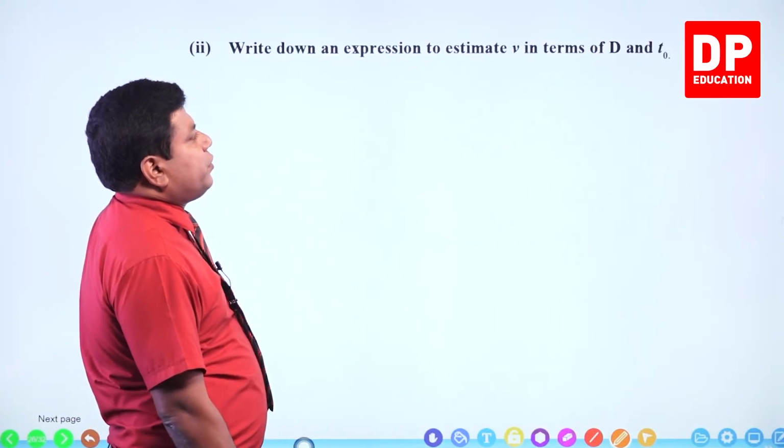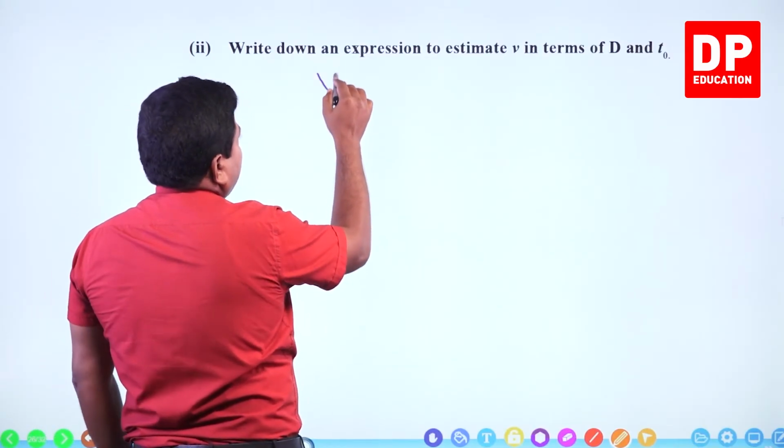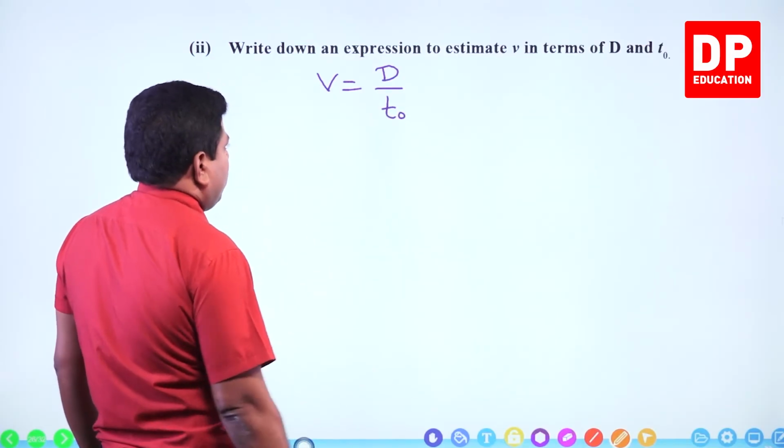Write down an expression to estimate v in terms of d and t naught. Yes. So, v is going to be the distance divided by time, d over t naught.